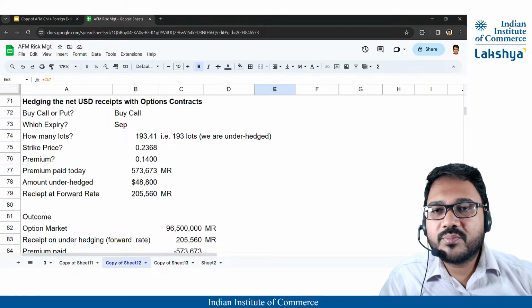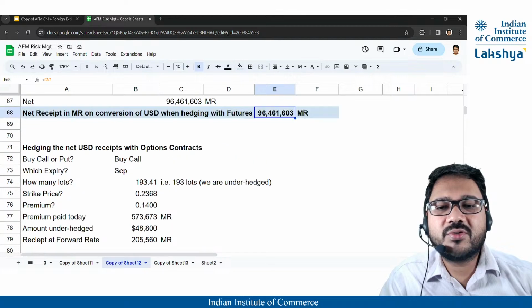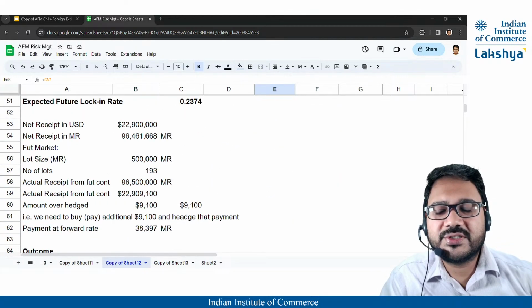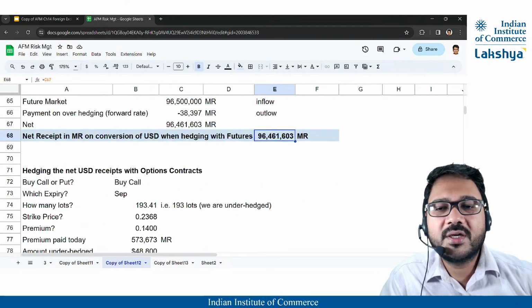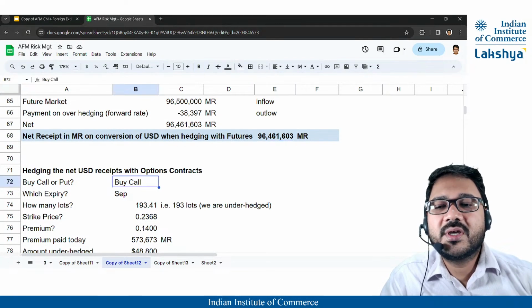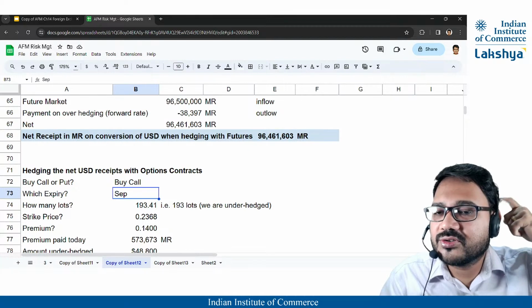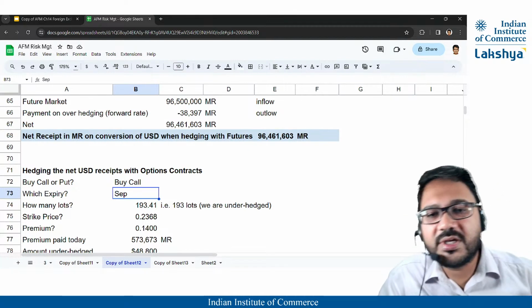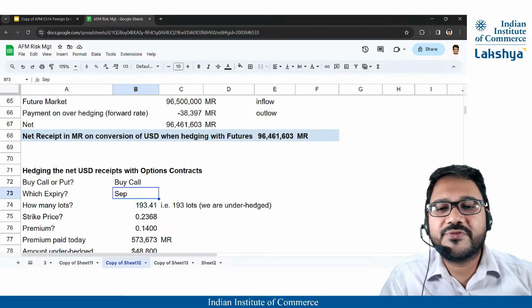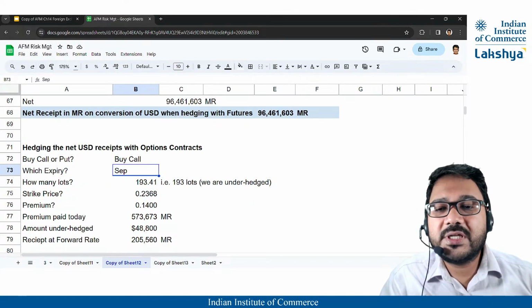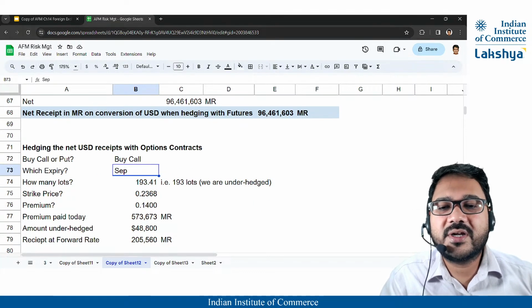Now, moving on to options. In options, they have clearly given us that we need to exercise now, since the decision taken here is to buy futures. So we need to buy the right to buy, that is, call options. Expiry is also easy to select: September, immediately after expiry, same as in the case of futures. How many lots? That has been calculated, 193.